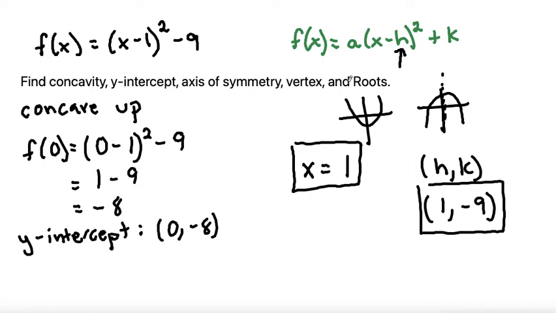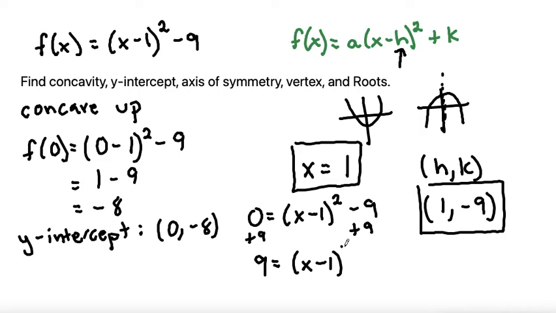And the last thing are the roots. The roots happen when the function crosses the x-axis. So that is where the function, or the y value, is equal to 0. So if we set our function equal to 0, 0 is equal to (x minus 1) squared minus 9. First, let's move the minus 9 over to the other side to solve for the square. So we need to add 9 to both sides to do that. And we get 9 is equal to (x minus 1) squared.